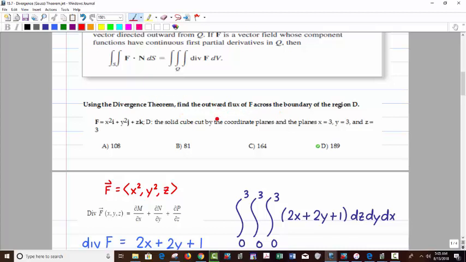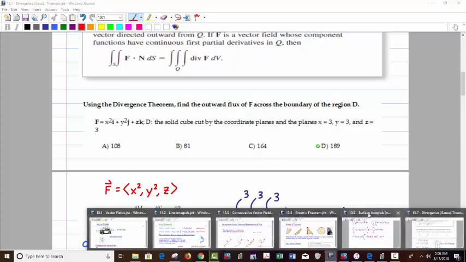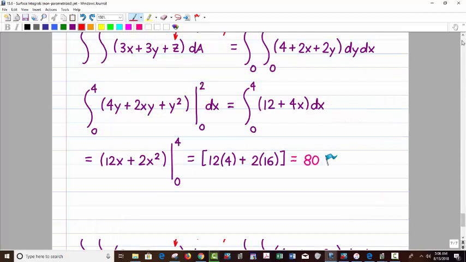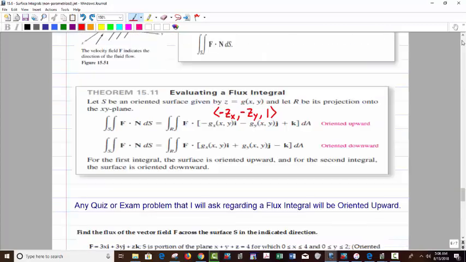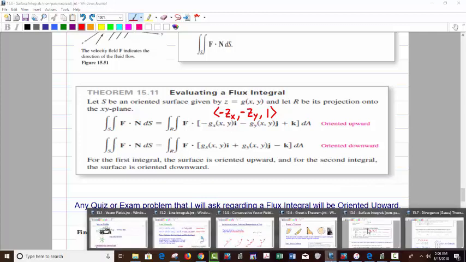In the last section, I also mentioned flux integral. Let me scroll back and bring the notes up from the last section. Yeah, that's the flux integral right there, the F dot n. So that's essentially what we're evaluating here.